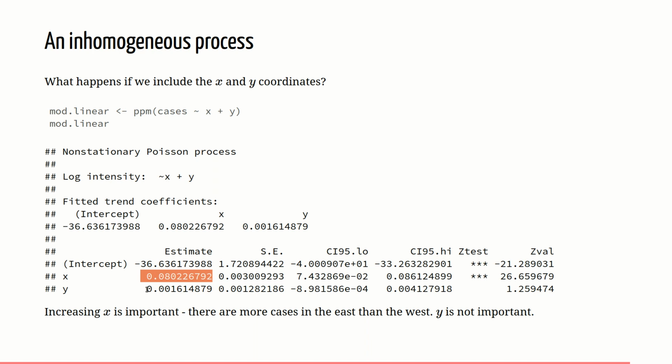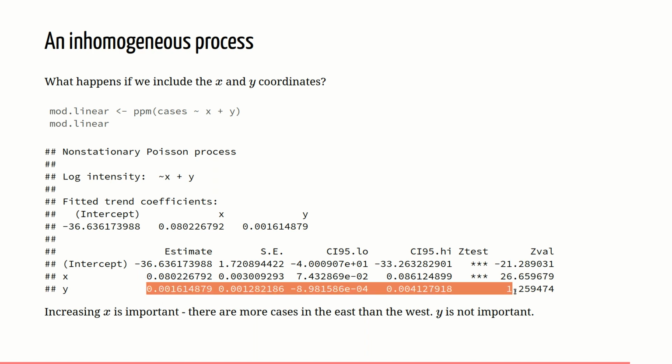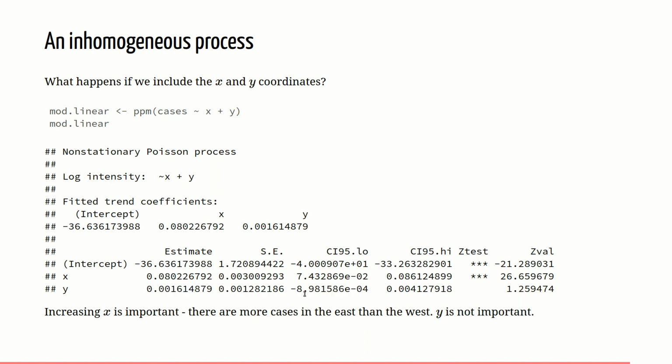Whereas y is not important. So as you change y, lambda doesn't really change much at all. It could be getting smaller, because the coefficient of y could be negative, or it could be positive. So as you increase y, then lambda could either get smaller or bigger. We don't really know. So it probably doesn't have any effect, right?